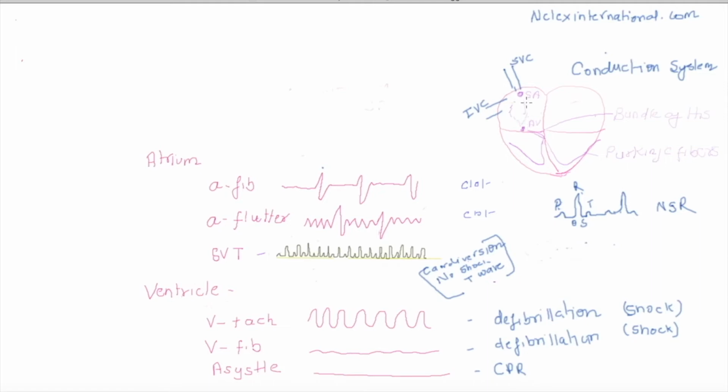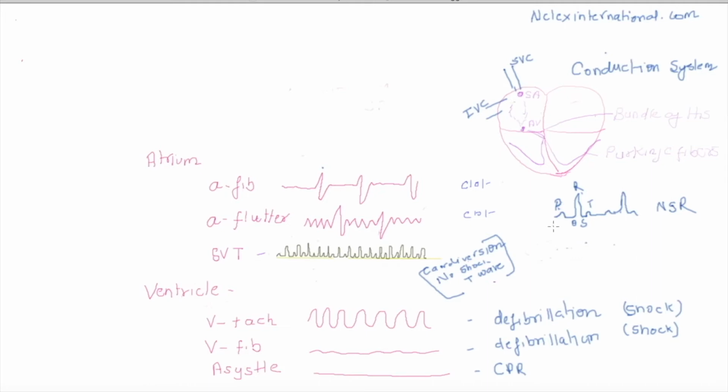During this travel, the atria contract, and once it reaches the AV node, it goes to the bundle of His, and then it spreads to the ventricles and makes the ventricles contract. It spreads through the Purkinje fibers. So there is a Purkinje fiber.